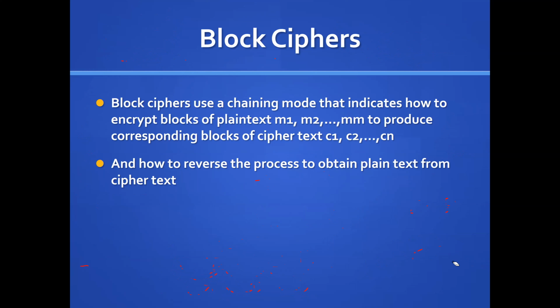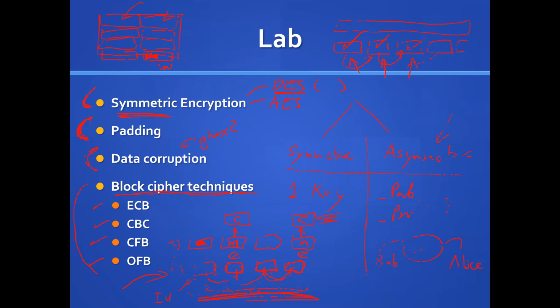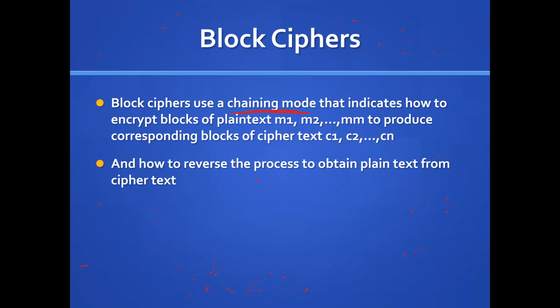All right, so block ciphers, just a little bit of intuition, as I've already said, kind of in words. Block ciphers use a chaining mode, okay? These are called the block cipher techniques. We will see this in more detail later, but block ciphers use a chaining mode that indicates how to encrypt blocks of plain text M1, M2, all the way to MN, to produce corresponding blocks of ciphertext C1, C2, all the way to CN. And that's really what you're doing.